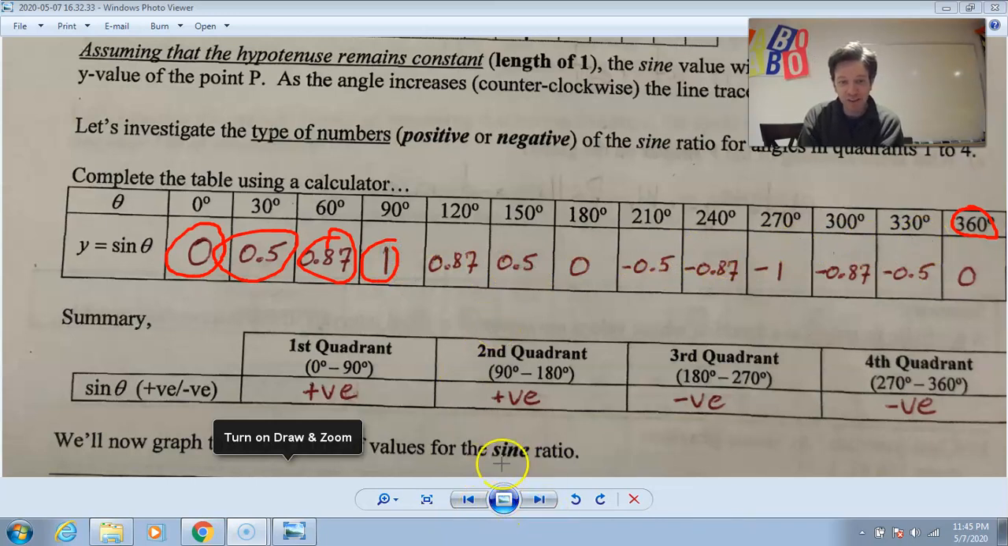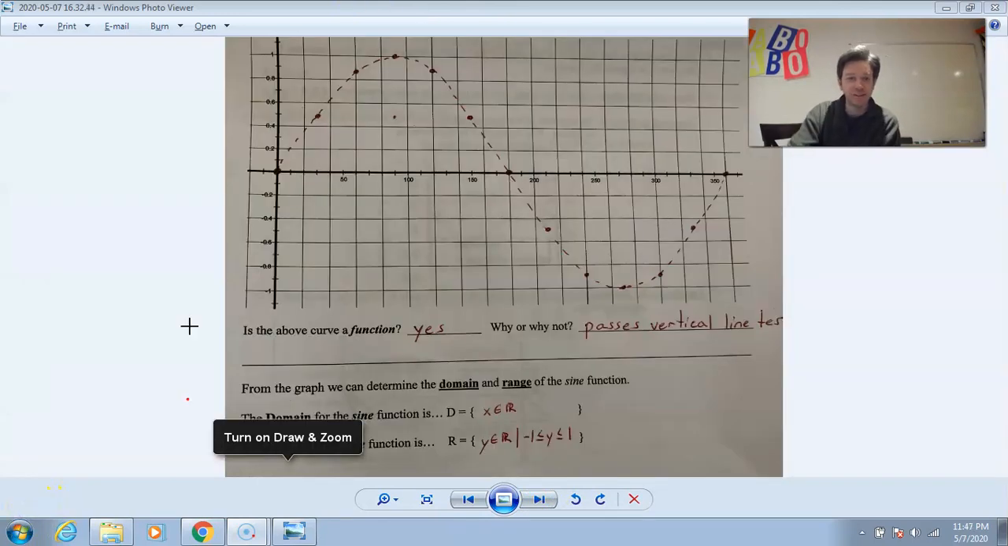Okay, so you notice that all the way up to 180, all the numbers are positive, and after 180, they're negative. You can write negative 0 if you like. Okay, let's look at the next page. Oh, I need to stop this. All right, so here's the next page.